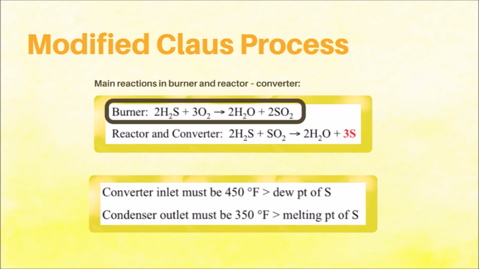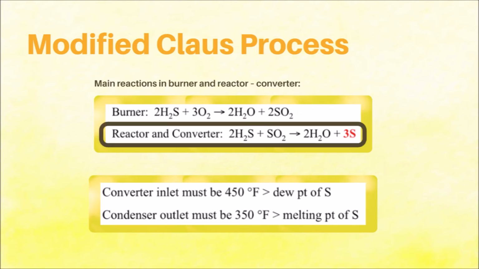This shows the principal reactions in the modified Claus process in the burner and converter reactor sections. In the burner, hydrogen sulfide is partially oxidized to produce water and sulfur dioxide. In the converter reactor, the burner product sulfur dioxide reacts with the remaining hydrogen sulfide to produce elemental sulfur along with the side product water. Ideally, the final product should only consist of elemental sulfur and water with no hydrogen sulfide or sulfur dioxide present. The only way to achieve the intended product mix is to control the oxygen to hydrogen sulfide ratio in the burner.